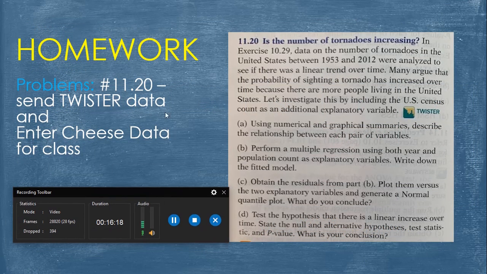Our second problem is 1120. I'll have the twister data present when I send this out.